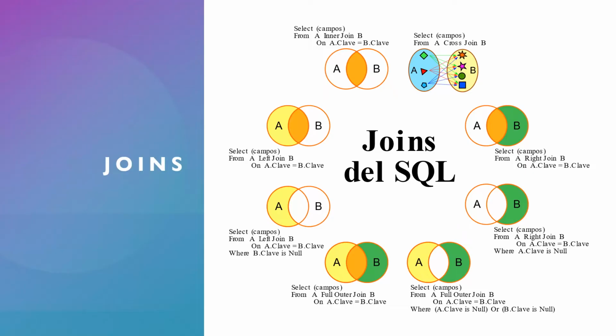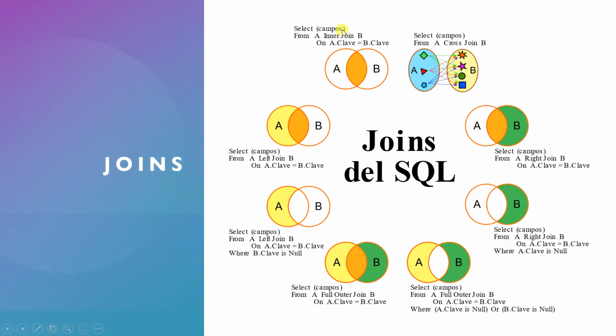Next slide. So here you can see the diagram. We have different types of joins in SQL. Today we are going to discuss two joins. The first one is this one, a cross join, and the next one is inner join. I will explain in detail what these joins are and how they work.